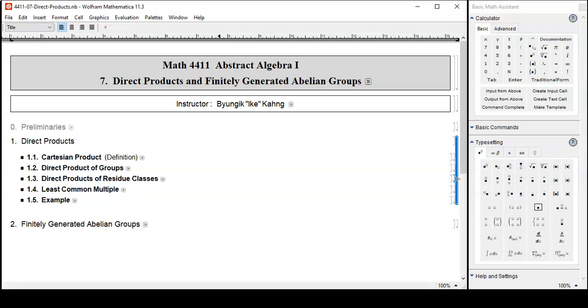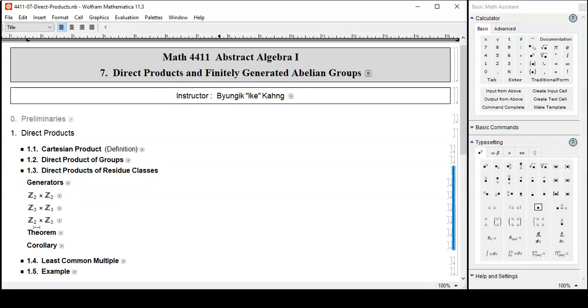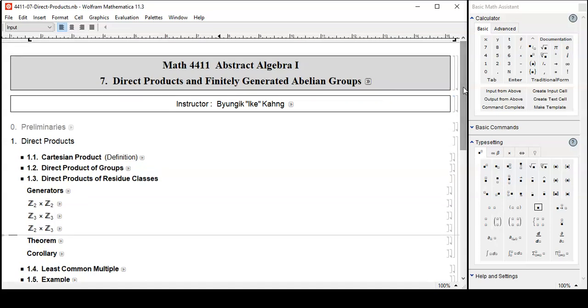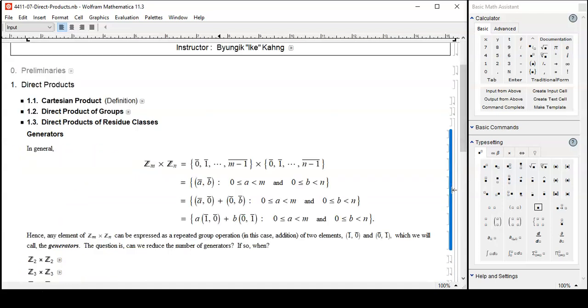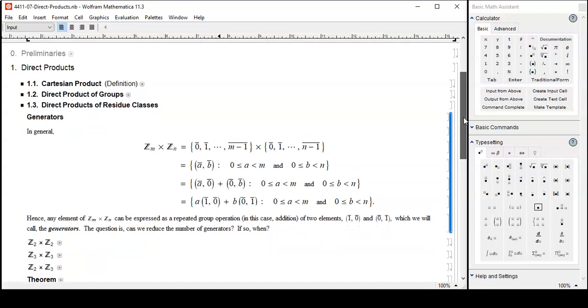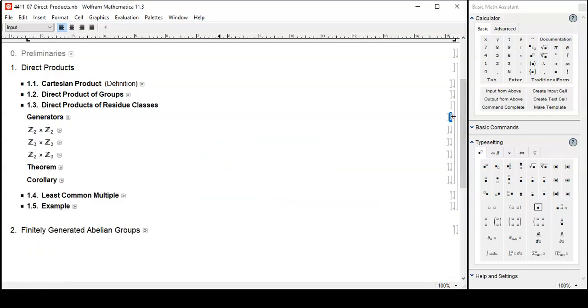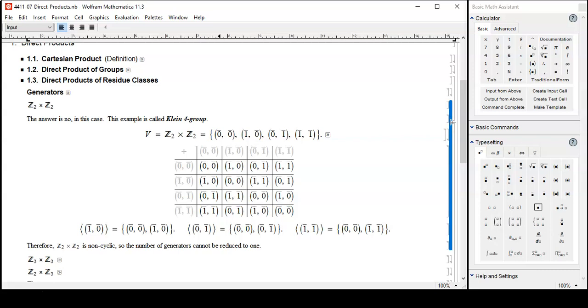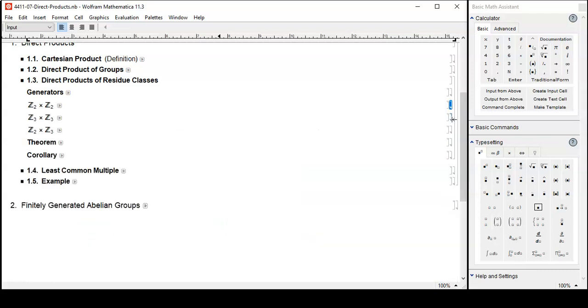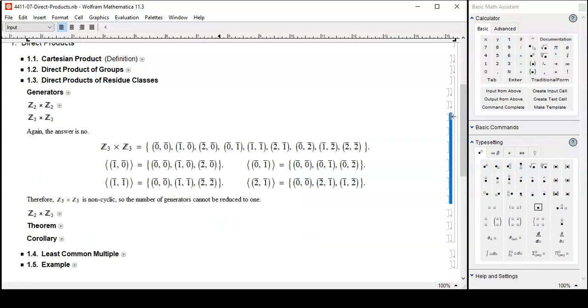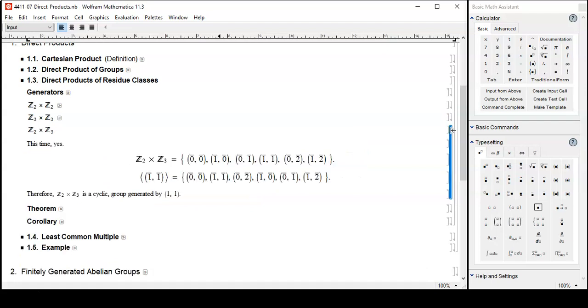Previously we completed up to here. When we have a product of two residue class groups, we have two generators in general, (1, 0) and (0, 1). Now when can I reduce that into a single generator? For Z2 times Z2, no. For Z3 times Z3, no again. For Z2 times Z3, yes, this time.